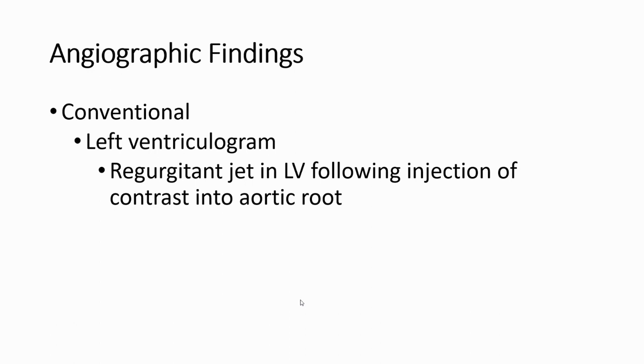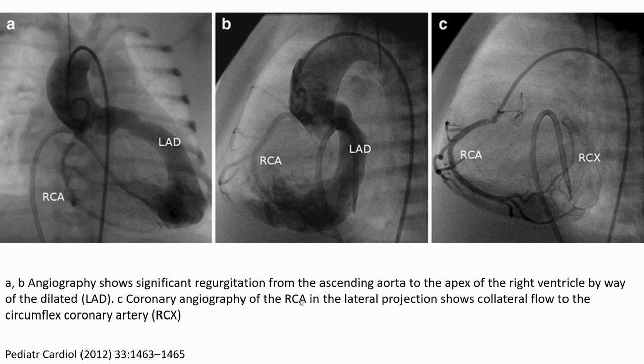Angiographic findings: conventional left ventricular angiogram shows a regurgitant jet in the left ventricle following injection of contrast into the aortic root. A and B images are angiography showing significant regurgitation from the ascending aorta to the right ventricle by way of the dilated sinus. The coronary angiography of the right coronary artery in the lateral projection shows coronary flow to the circumflex coronary artery.